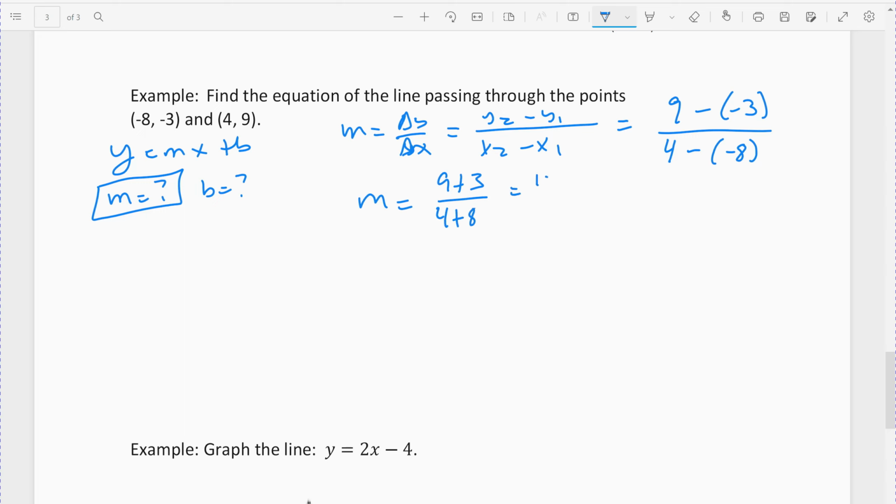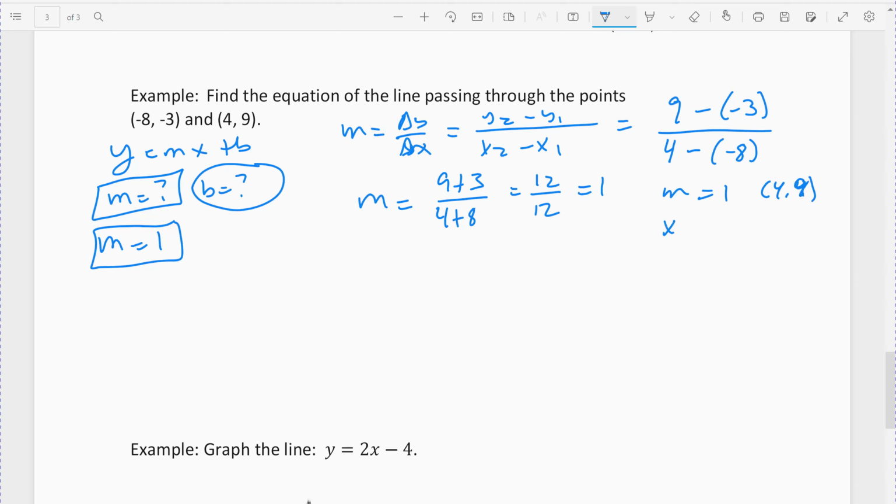And so then it becomes 12 over 12. 9 plus 3 is 12. 4 plus 8 is also 12. And so that simplifies to the nice number 1. Alright, so I know my slope is 1. Now for B, there's different ways you can do it. And if you know the point slope equation, you can use that. I'm going to use the same method I did in the last example. I know my slope is 1, and I'm going to use one of my points. So I'm going to use the 4, 9.